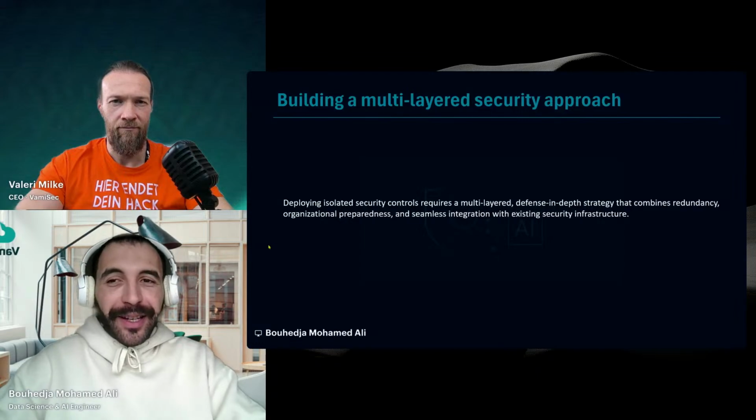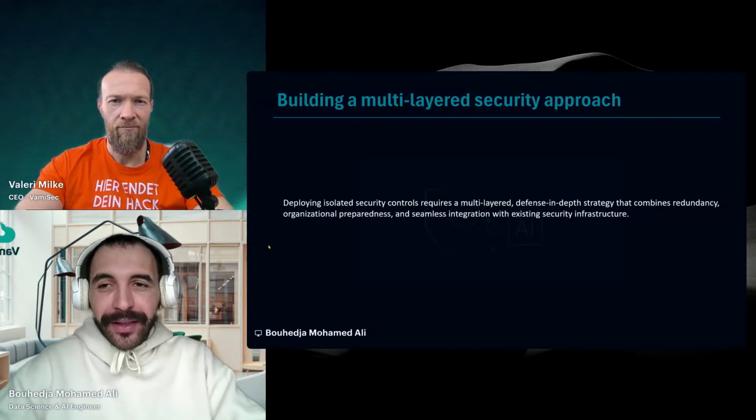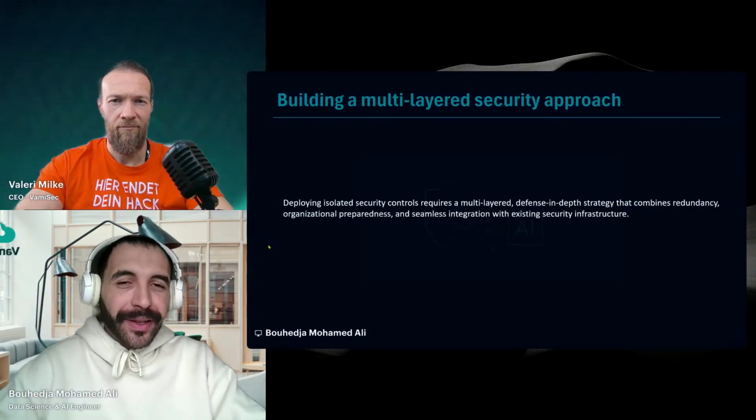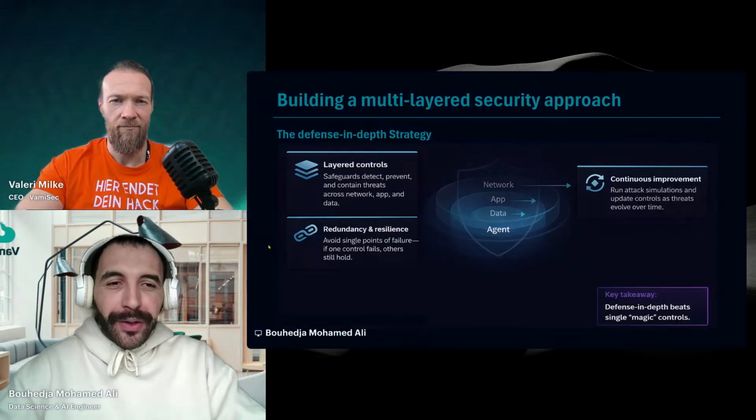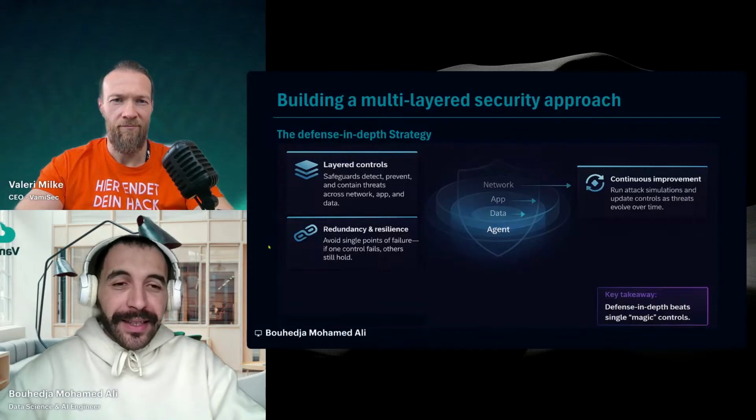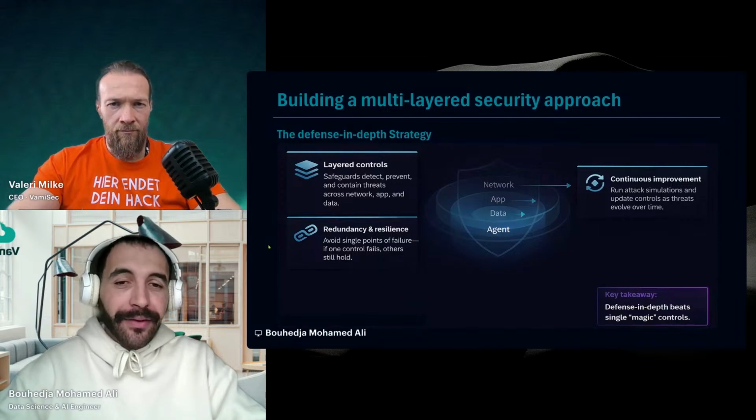Building a multi-layered security approach. Deploying isolated security controls requires a multi-layered, defense-in-depth strategy that combines redundancy, organizational preparedness, and seamless integration with existing security infrastructures. Below, we will walk through the three critical pillars of this approach. First, we use a defense-in-depth strategy. The main message here is that we don't rely on a single control. We stack multiple of them to detect, prevent, and contain threats at different points. First is layered controls. These safeguards should work across the network, the application, and the data, covering the full surface that the agent interacts with.